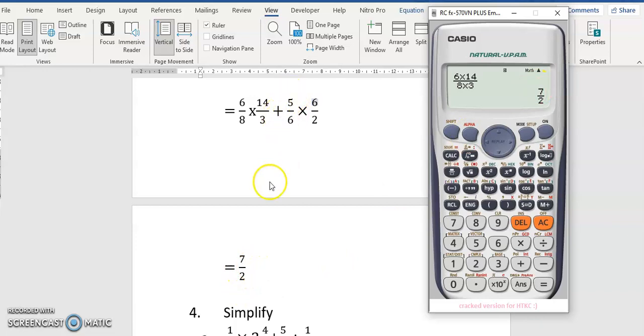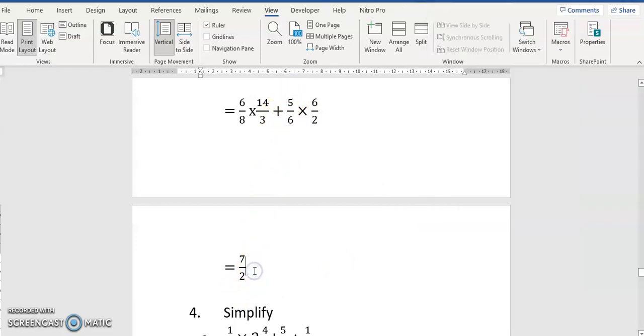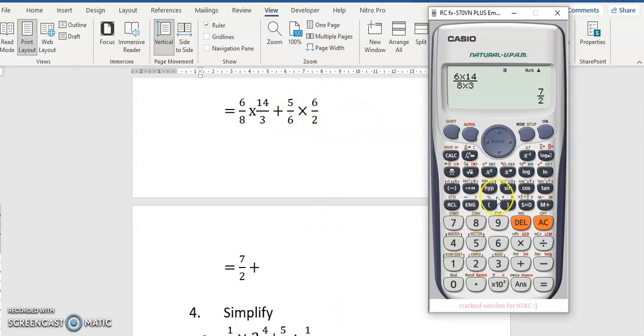I'm not done. Plus this one. We need to deal with this one. So how do we deal with it? Move your cursor back. Let's deal with the denominator. I'm going to write 2 here. I'll delete this and I'll write 6 here. So I have 6 times 2. Alright. And then the numerator is going to be 5 times 6.